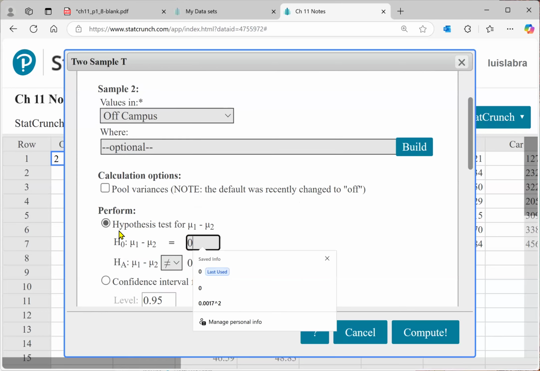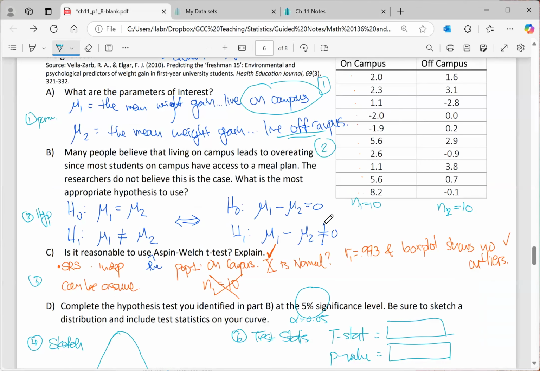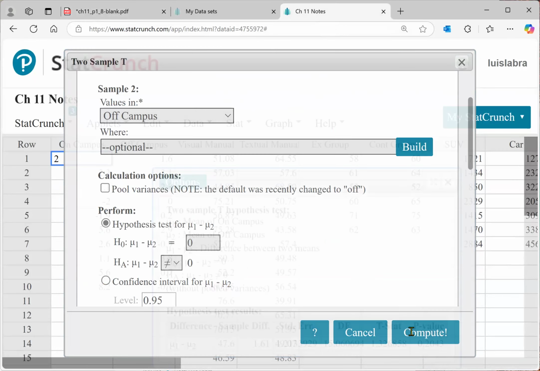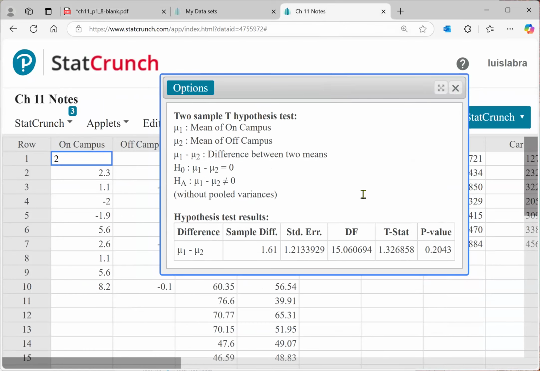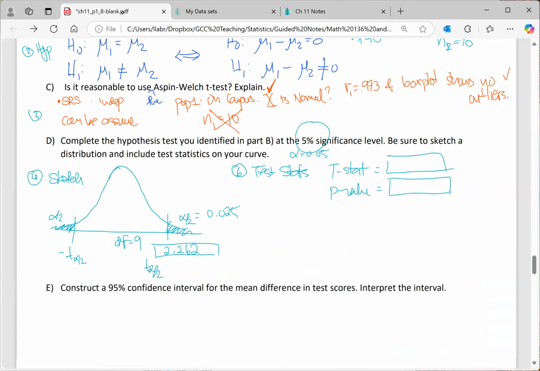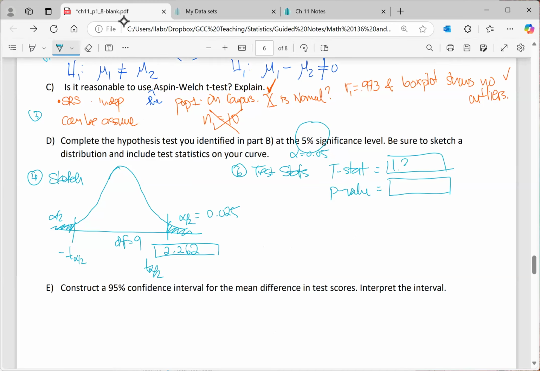And then make sure that your hypothesis matches. So we have a 0. That's fine. And the alternative for us was not equal to, as we can verify here, not equal to. So we are good to go. Compute. And we get our t statistic and our p-value. Now, this is pretty surprising because you can already see from the p-value that this is 0.2043. Let's write this down.